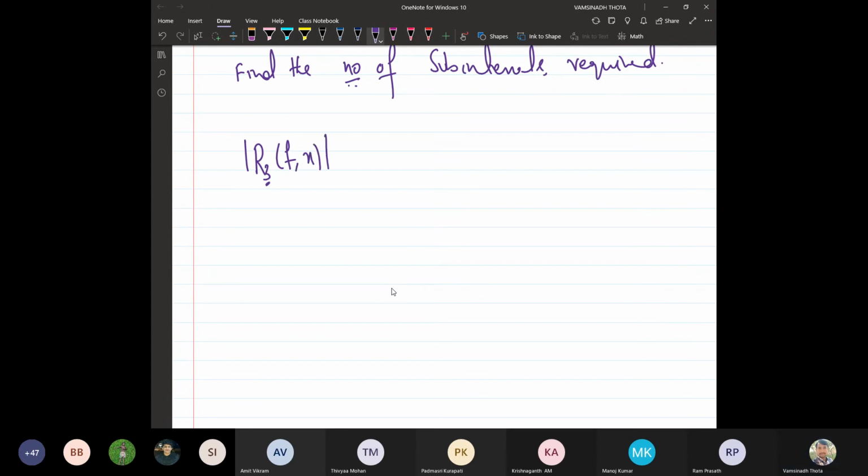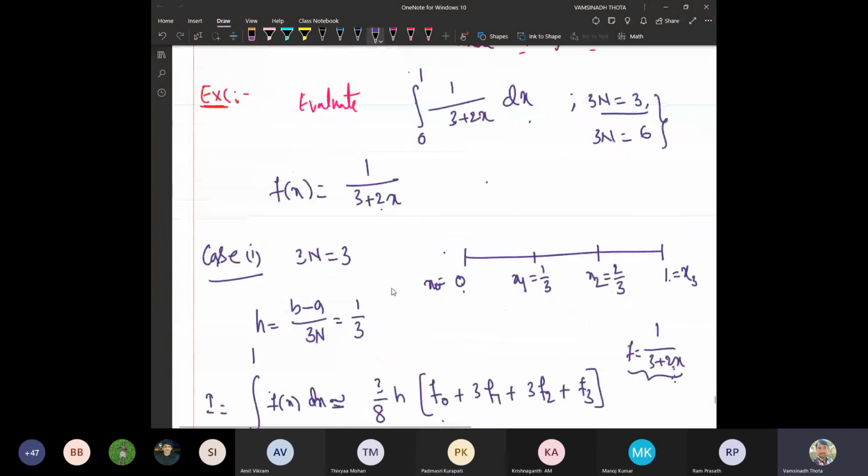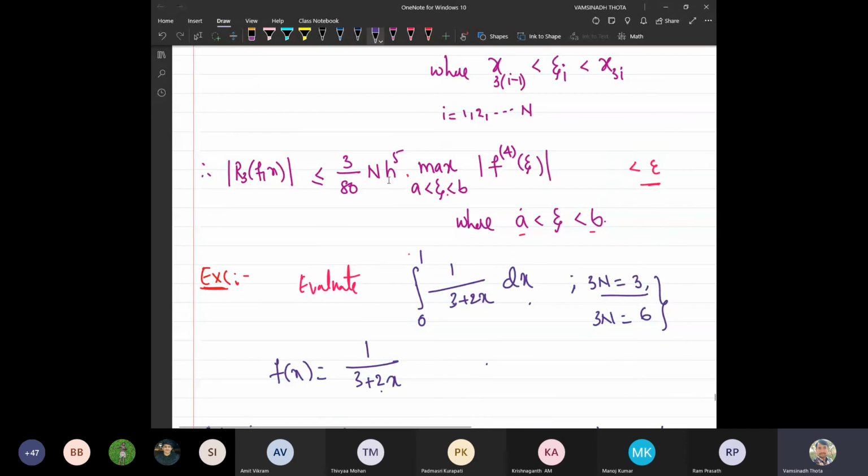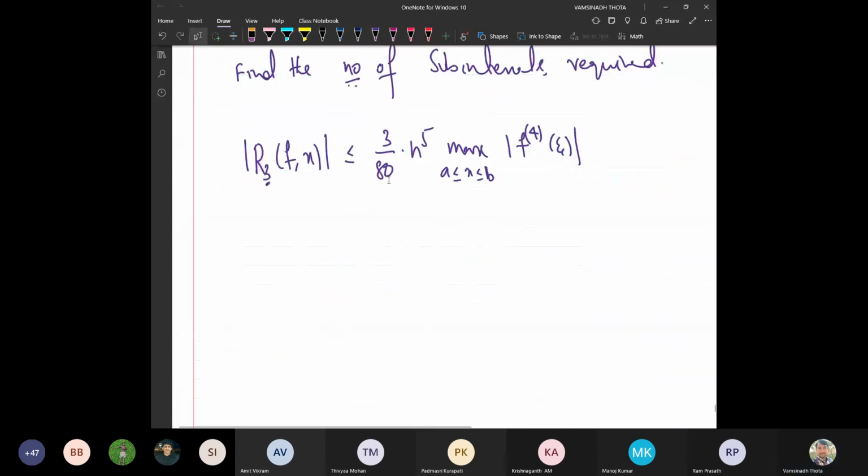So the error is less than or equal to 3 by 80 times h to the power 5 times the maximum, for x between a and b, of the modulus of the fourth order derivative of f. Have I made any mistake? Some n term is missing, right? 3 by 80 times capital N. But here h is b minus a upon 3n. So this will be equal to 3n upon 80 times b minus a.